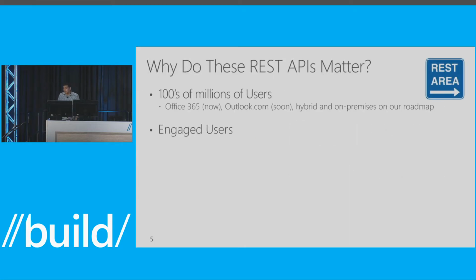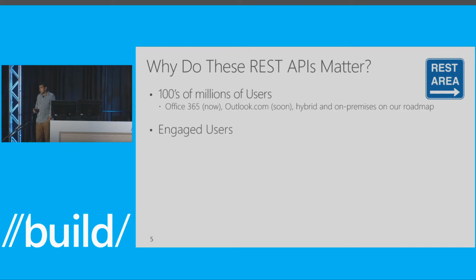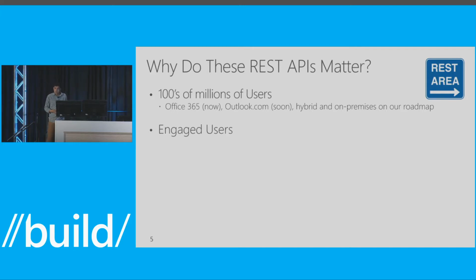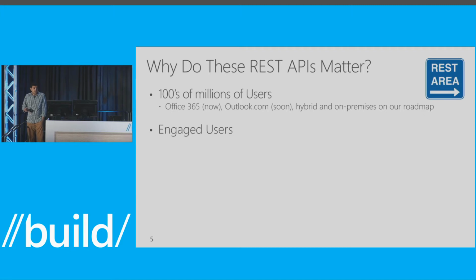So why do these APIs matter? Well, right now in Office 365, there are hundreds of millions of users with hundreds of petabytes of data. And this list of users and the data is growing at a remarkable rate. Office 365 is one of the fastest growing products in Microsoft's history. So it makes sense to create an extensible story on top of that.